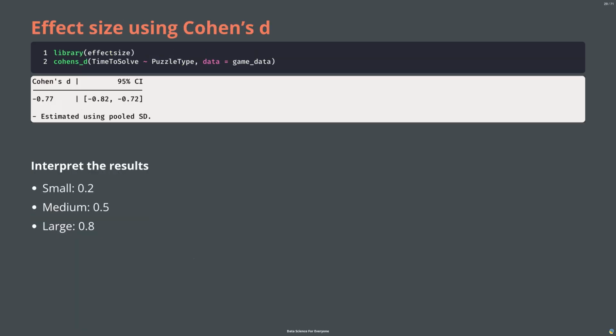Cohen's d helps us understand how big the difference is. Using the cohens_d function from the effectsize package with the same formula, we can calculate the standardized difference. A value of 0.2 is small, 0.5 is medium, and 0.8 is considered large. In this case, the effect size is minus 0.77, which is roughly 0.8 in magnitude, indicating a large effect size. The negative sign tells us about the direction of the effect, specifically that participants solved logic puzzles faster than word puzzles. In other words, the group assigned logic puzzles had a lower average solving time than the group assigned word puzzles.